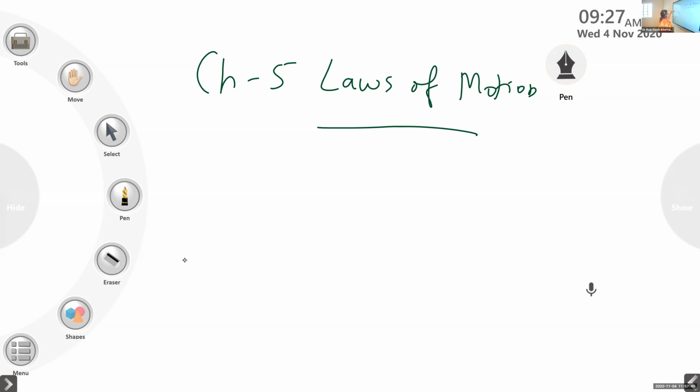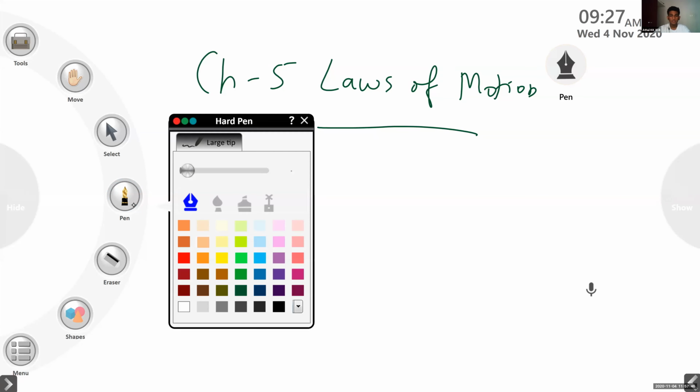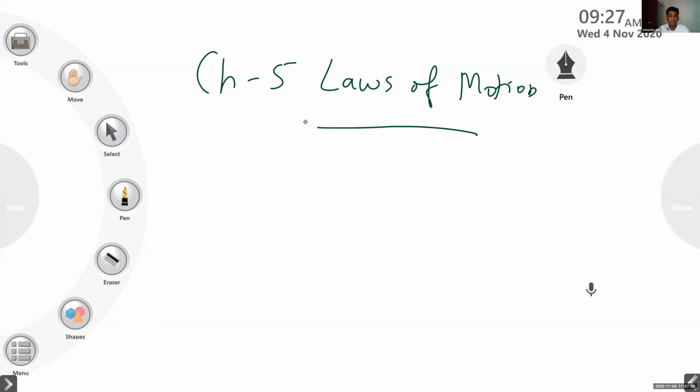Atul, can you tell me any of the laws which you remember? I think I remember the first law. Okay, tell me, what is the first law? An object remains in a state of motion or state of rest until and unless acted upon by a force. Yes, correct. Okay, that's correct.